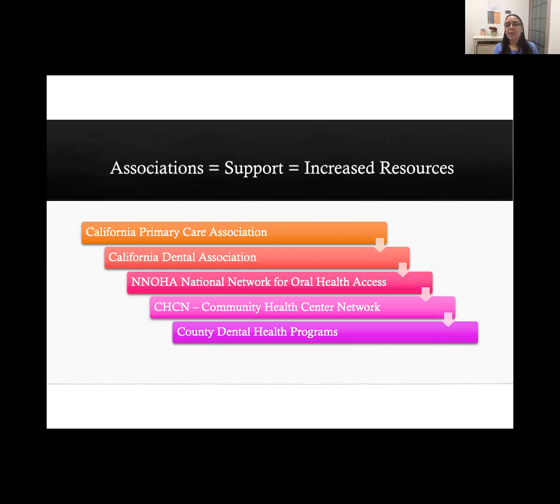Organized dentistry is very important to me, but we've also been incredibly successful in California in working very closely with the State Dental Association, and they have supported us tremendously in legislative advocacy. Basically, the expansion of scope for our dental assistants would not have happened without that support.